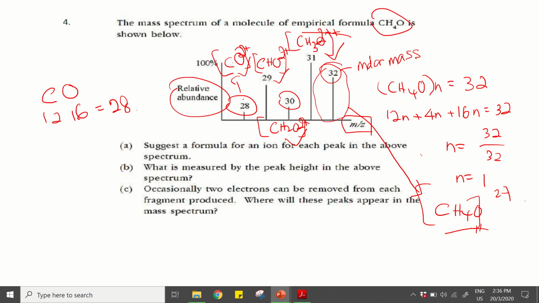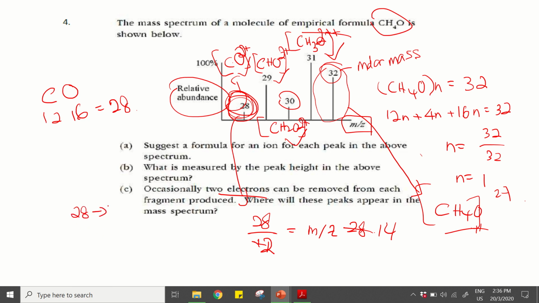So let's look at peak number 1 here, 28 over positive 1. Therefore, you get a mass to charge ratio of 28. But what if this is positive 2 instead? Then you get a mass to charge ratio of 14. So here the question asks, if 2 electrons are removed, all of this will be divided by 2 because of positive 2. So what will be the charge for each of these?